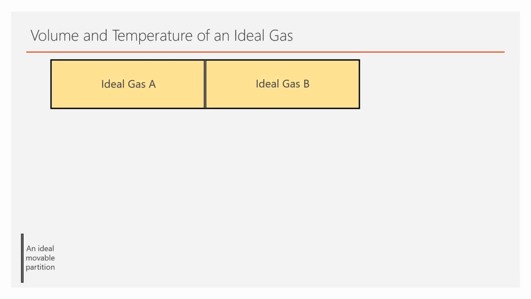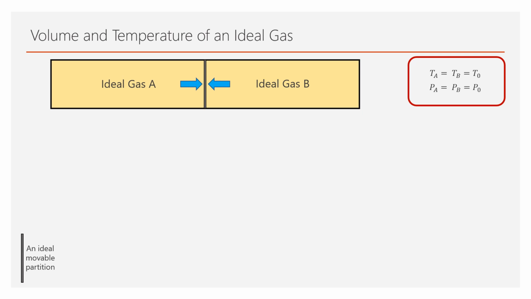Let's look at the relationship between the volume and temperature of an ideal gas. Two gases, A and B, are separated by an ideal movable partition. An ideal movable partition is massless, doesn't allow heat transfer, and moves freely without friction. Initially, the two gases have the same temperature and pressure.